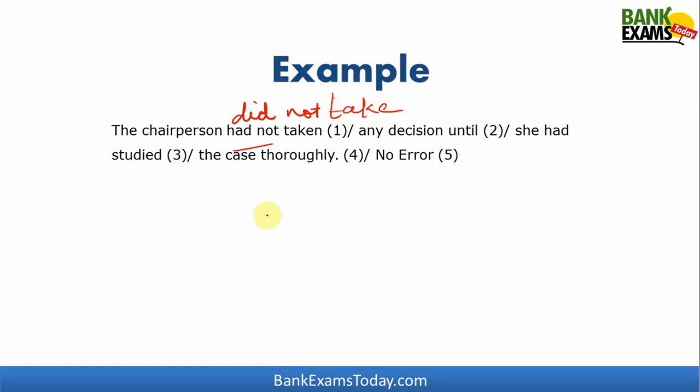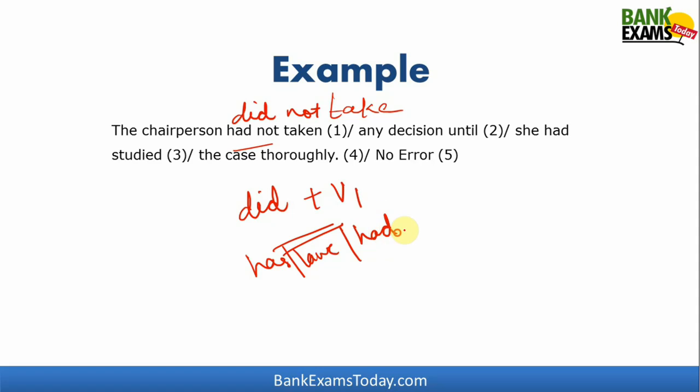If you are new to the tenses, then you should remember that if you are using did, then you should always use the first form of verb. Right? And if you are using has, have, had, then you should always use the third form of verb. If has, have and had come with been, then you should use the verb's first form plus ing.